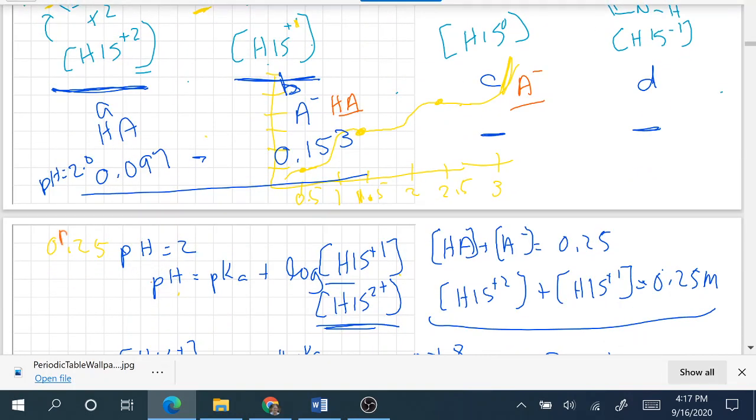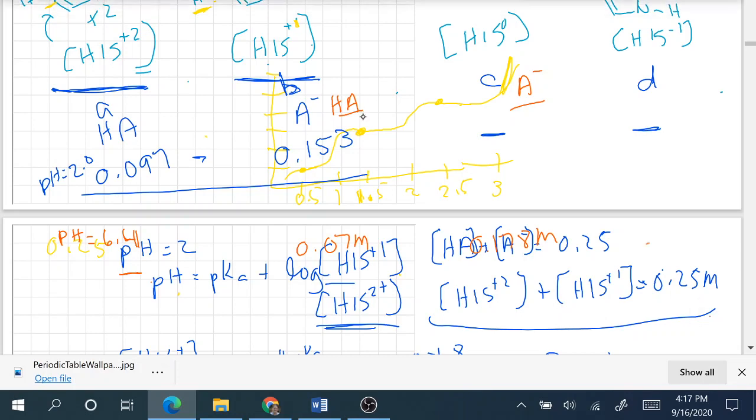But at pH equals 6.4, our concentration of A is negligible. Our concentration of B is 0.07 molar. And our concentration of C, or our His 0, is 0.178 molar. Okay. And then D is again negligible. Should have left room for that.